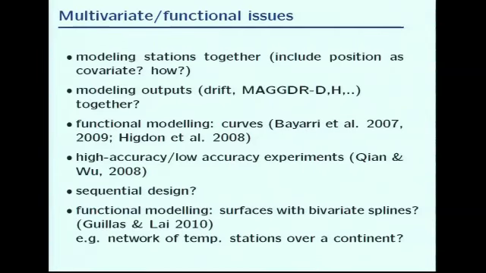Functional modeling, which is in some way a representation of the output, a bit as you did, John T. Susie Bayari and Dave Higdon published on this, where the curves are totally modeled by a basis of coefficient functions, say here wavelets or here principal components, functional principal components. And this idea that Robin suggested yesterday to combine high resolution or low resolution experiments, or accuracy experiments. There's a paper that I advertise here.